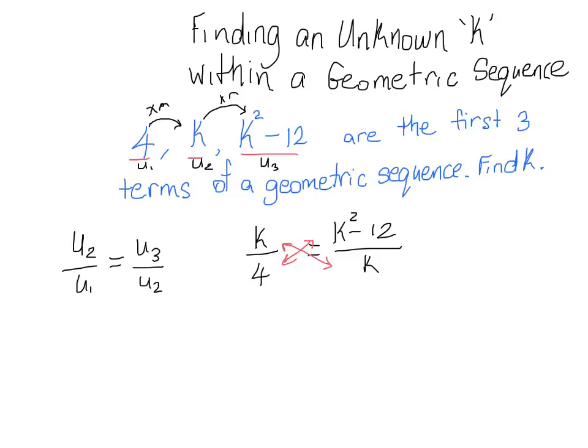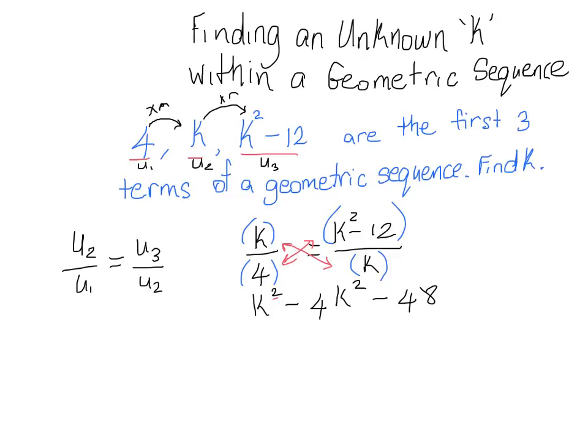So on the left side, we get k times k, which is k squared. And on the right side, we'll have to distribute the 4. So we have to do 4 times k squared minus 12. So we're distributing that 4, and we get 4k squared minus 48.